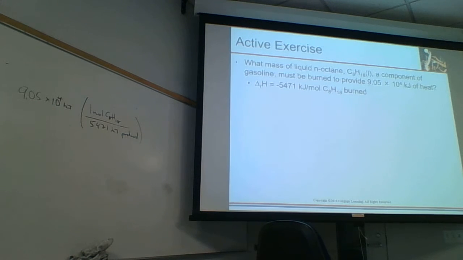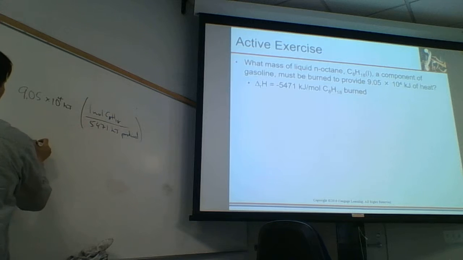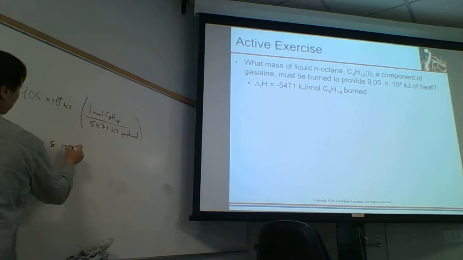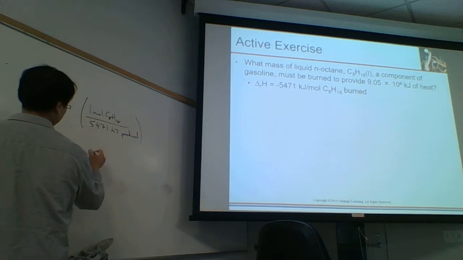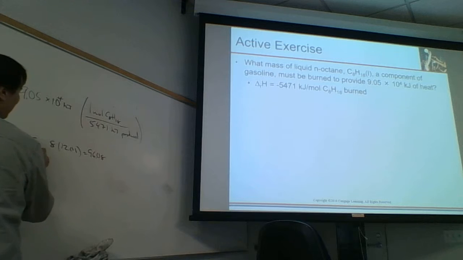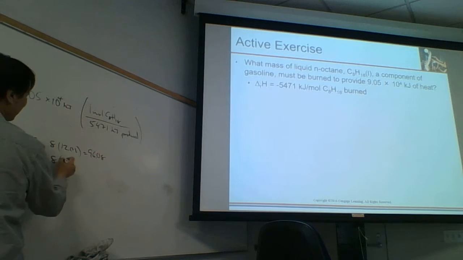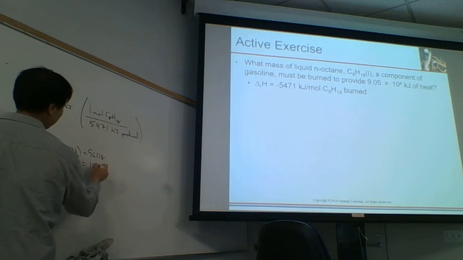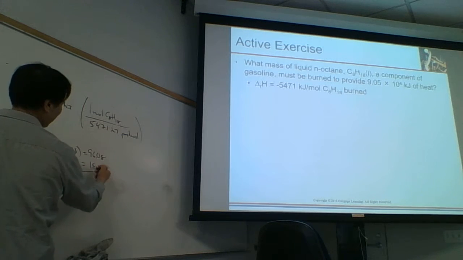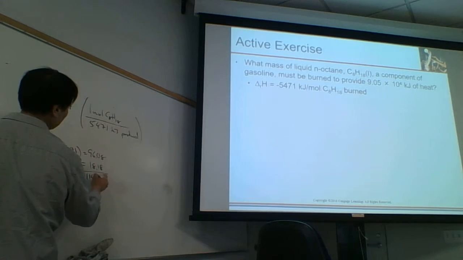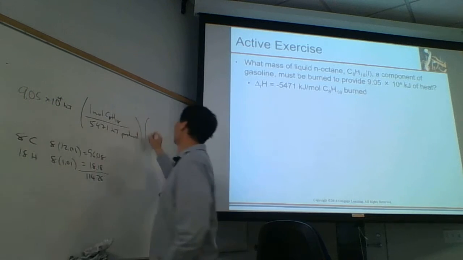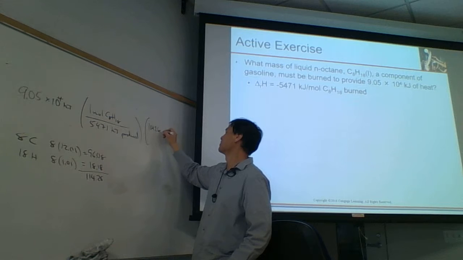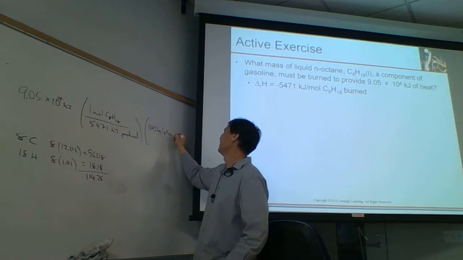Okay, then they're asking about what mass. So I have 8 carbons. That's 8 times 12.01, 96.08. And then I have 18 hydrogens. 18 times 1.01 would be 18.18. Then add those up. So 114.26. So it's 114.26 grams of C8H18 per mole.